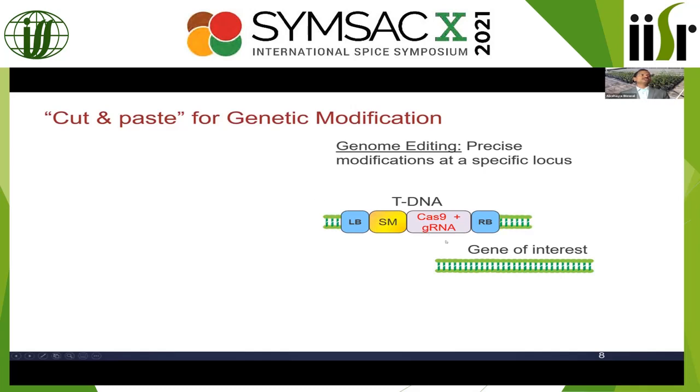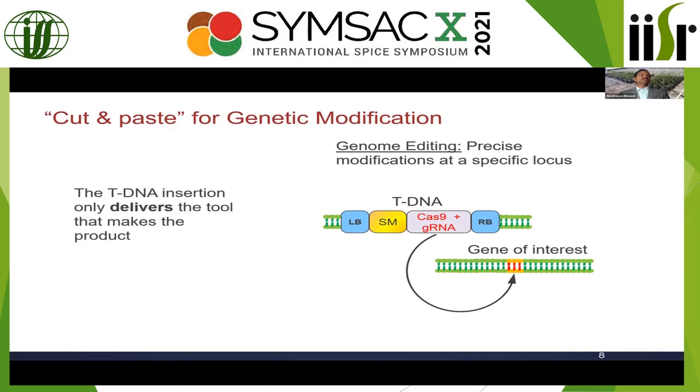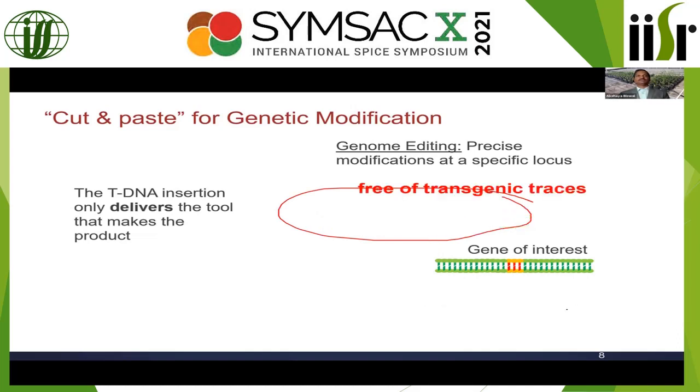And once this has been integrated into the genome, which is a very random kind of integration, the Cas9 gene starts expressing and the guide RNA guides the Cas9 to the target site. Once the target site is recognized, the Cas9 makes the change there. And remember, we have just delivered the tool to make the change, but not the change itself. So once the change is done, these tools can be segregated out, and we can get a plant absolutely free of any transgenic traces.